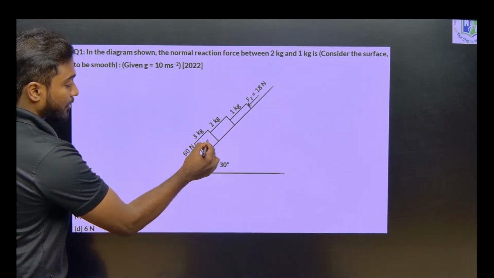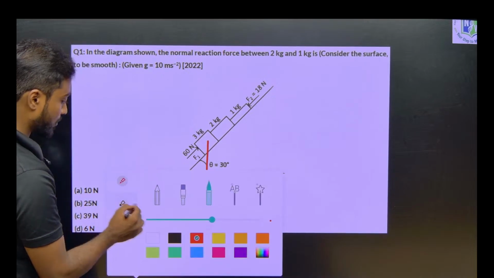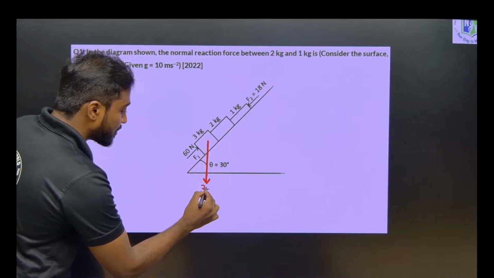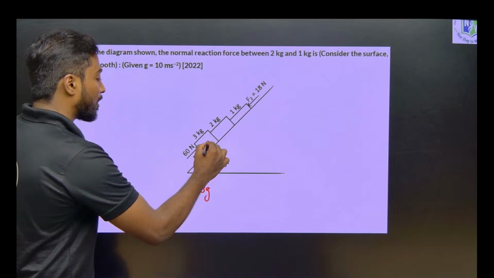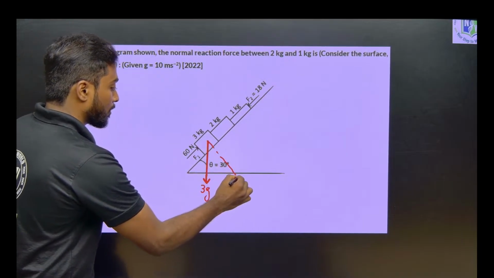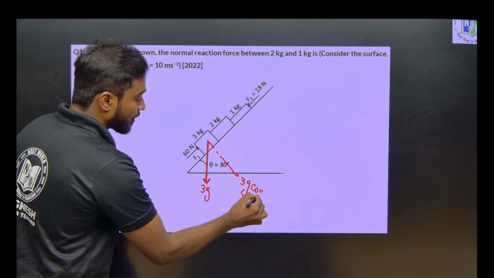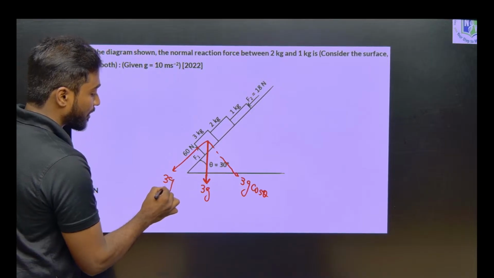For the 3 kg block, weight is acting downward, that is 3g, mass into gravity. If I take the components, this is my 3g cos theta and this is my 3g sin theta.